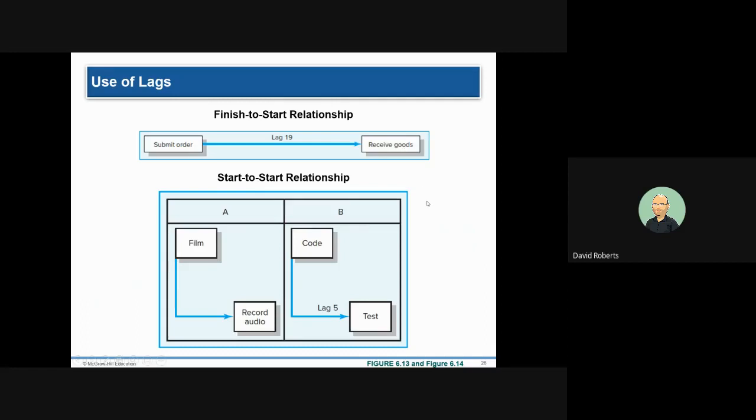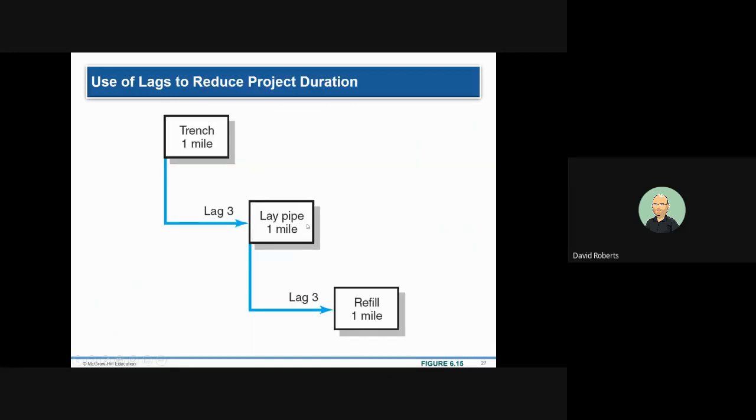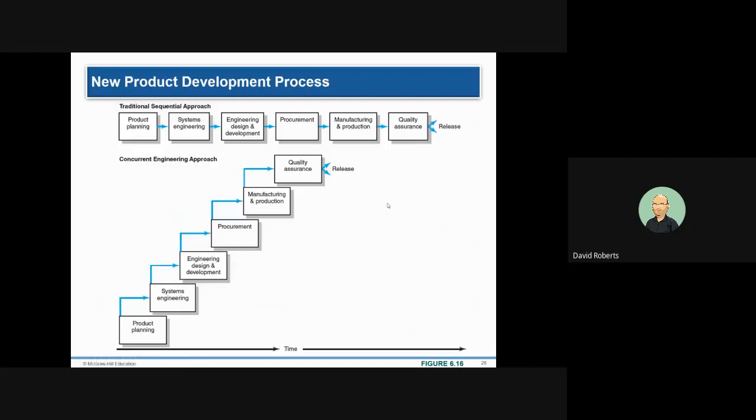So again, this is just showing you some of the relationships. Finish to start, which is pretty straightforward: submit the order, and then you receive the goods. Lagging, again, this is just sort of an FYI kind of thing. Concurrent engineering means you have this overlap. What you do is you don't wait, for example, for all of the product planning to be done before you start with the systems engineering. So you can speed things up quite a bit.